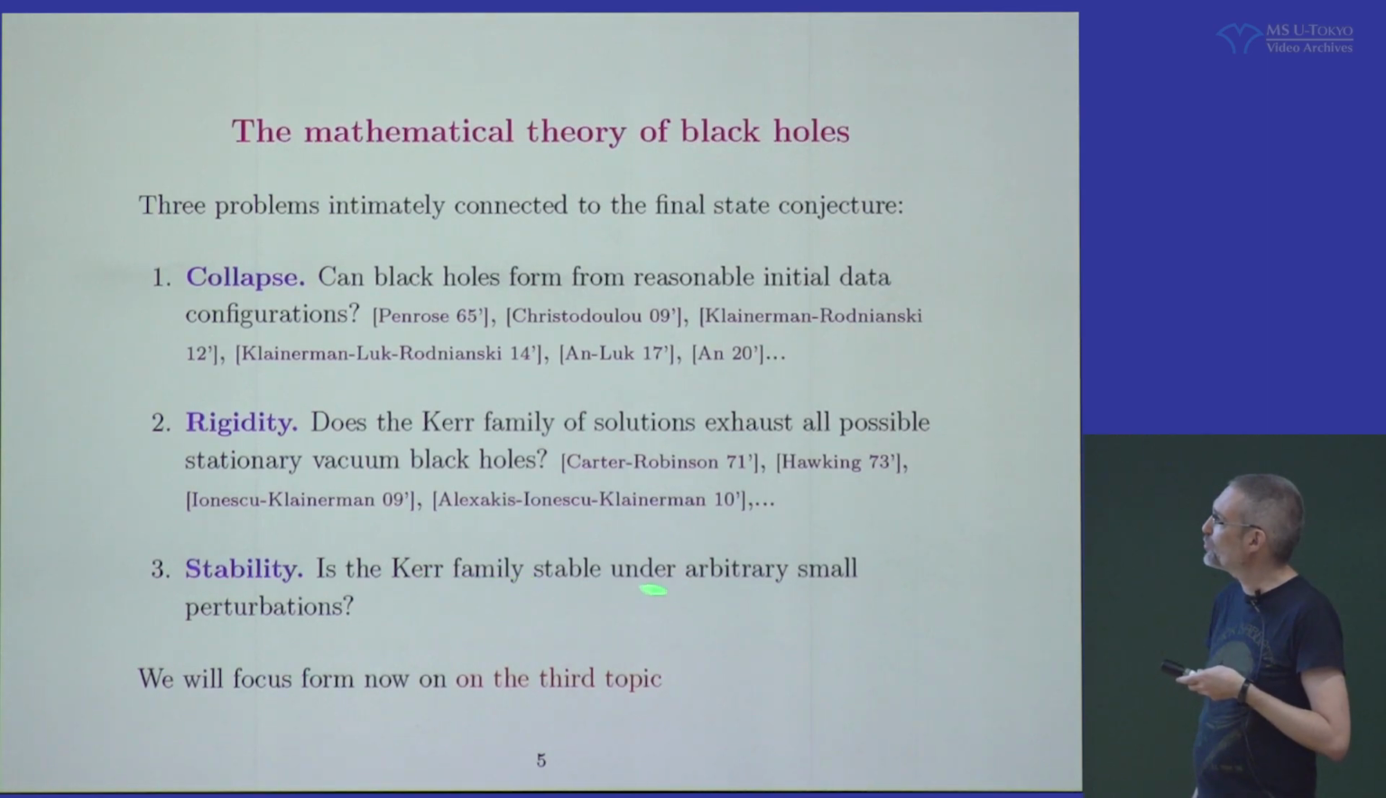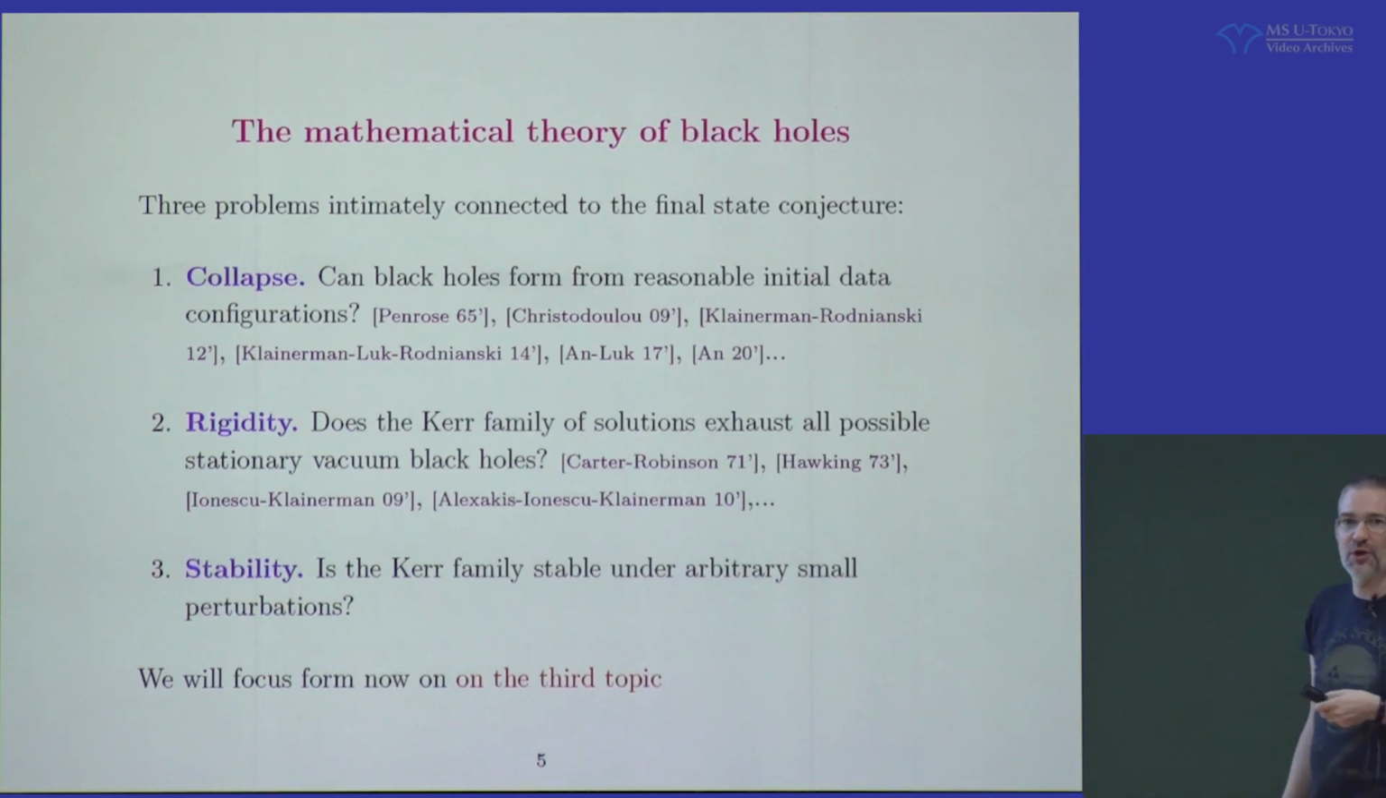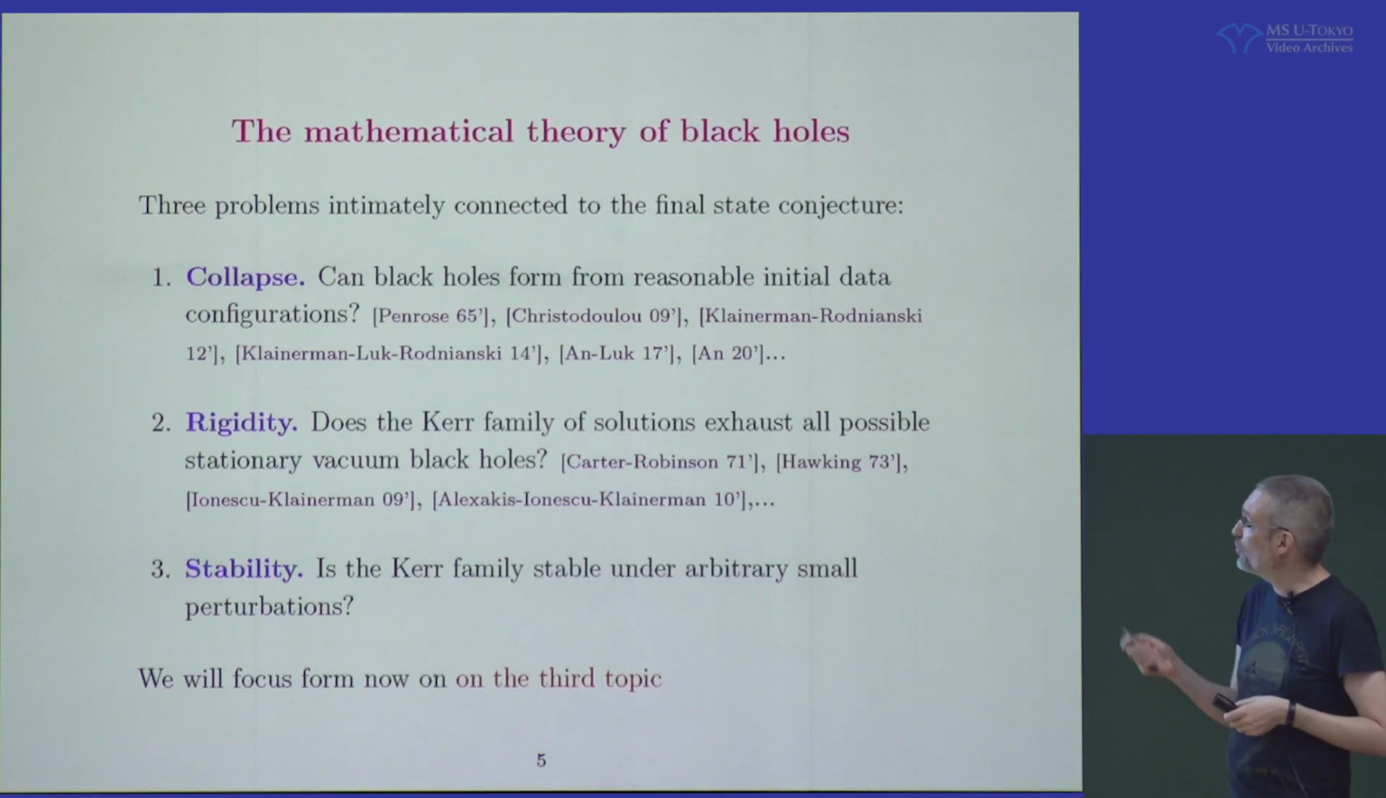Are these arbitrary small perturbations, do they stay globally close to Kerr and do they reconverge to Kerr? This is the question of asymptotic stability, and this is the question I'm going to focus on from now on in this talk.